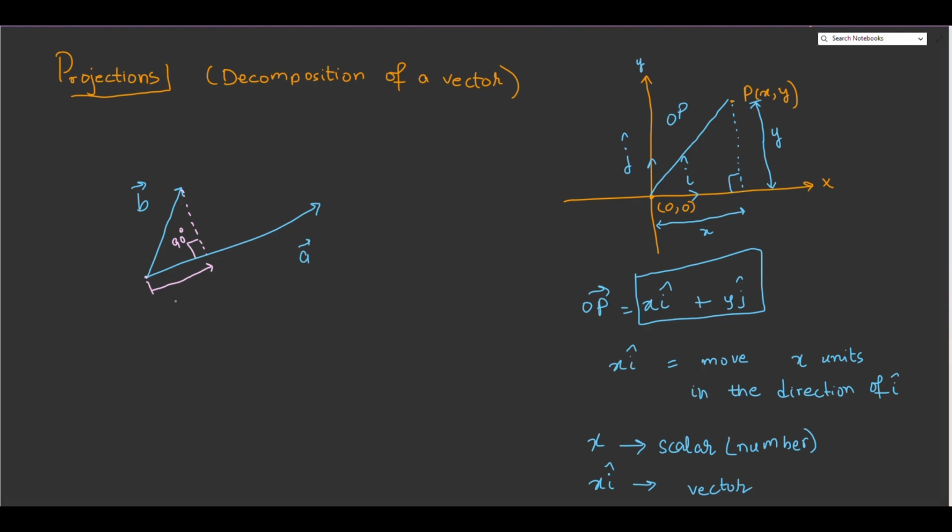So there are two different types of projections associated with this. Number one is called the scalar projection, and the second one is called the vector projection. So the number one is the scalar projection.